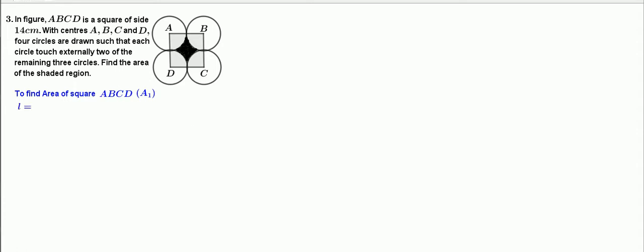Here the length of the square L is equal to 14 cm. Therefore A1 is equal to L square. That is A1 equal to 14 into 14. Therefore A1 is equal to 196 square centimeters.